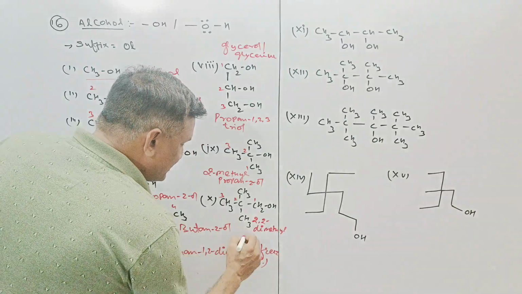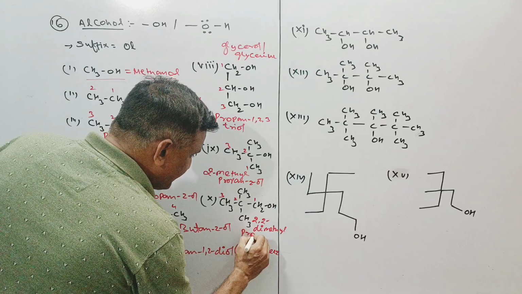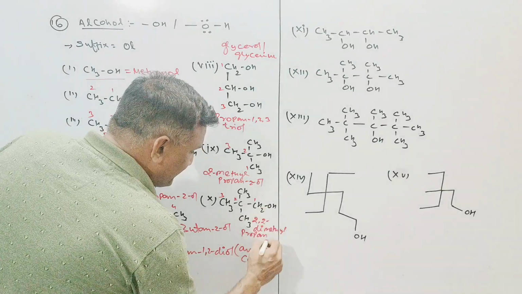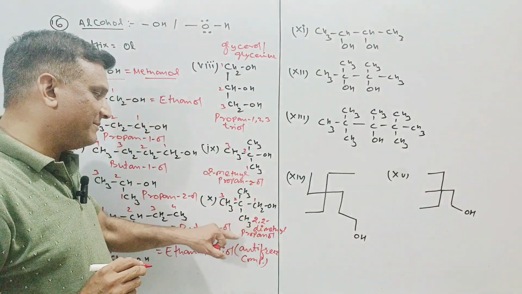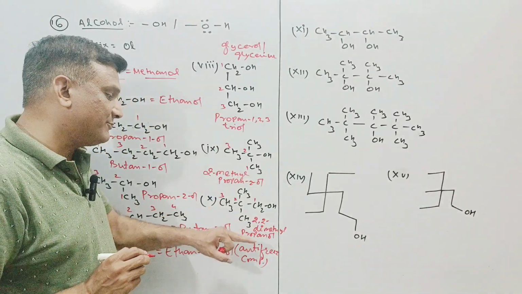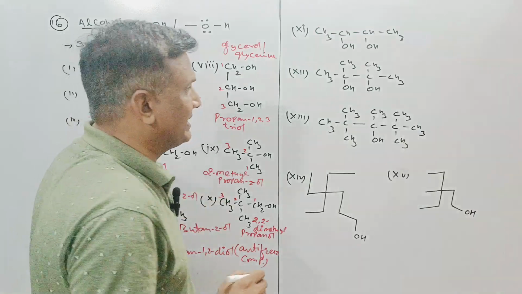2,2-dimethyl. There is the propane, 3 carbon chain. At number 1 position there is ol, so there is no need to give the position. So you can say 2,2-dimethylpropanol, or propan-1-ol is also right.